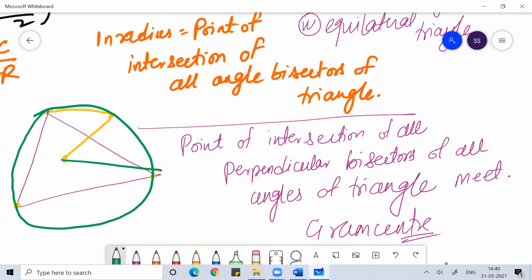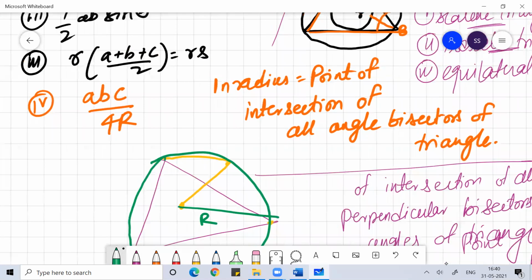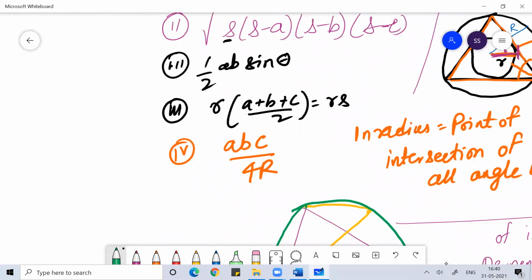The distance between the center and the vertices of the triangle becomes the radius of the circle. This kind of circle is called a circumcircle, and its radius is called the circumradius. If you consider the sides and the circumradius, then the formula for the area of the triangle becomes ABC by 4R, where capital R is the circumradius and small r is the inradius.